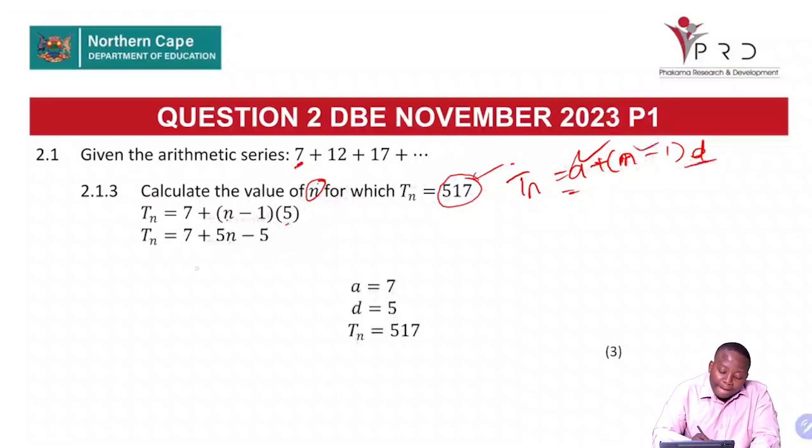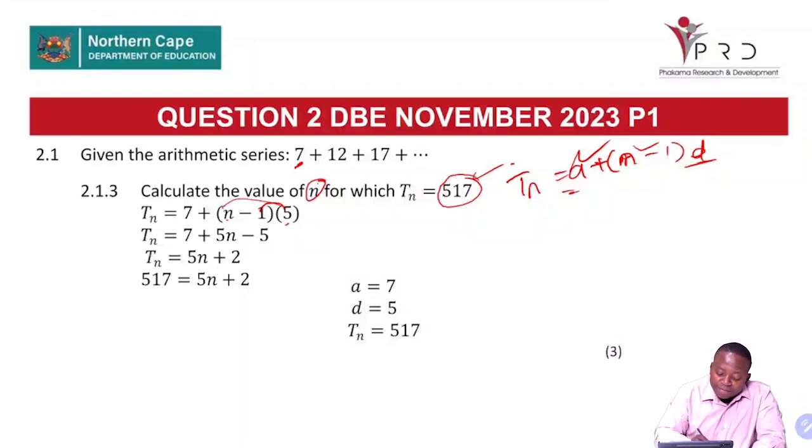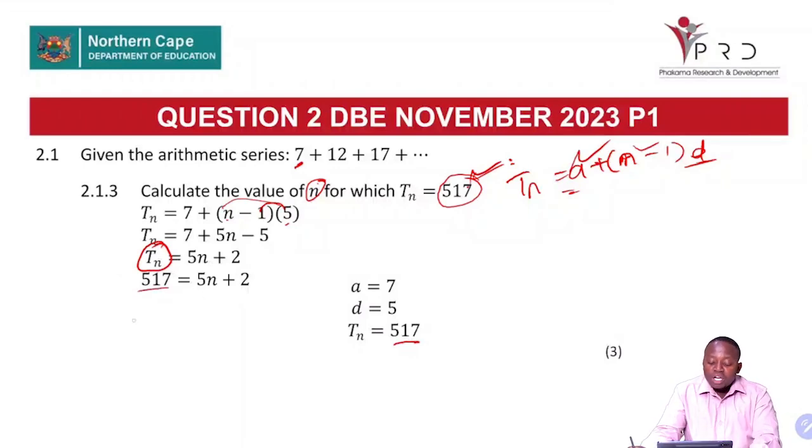Thereafter, we multiply the 5 inside. We get 5n. Multiply by negative 1, we get negative 5. Then Tn is equal to 5n plus 2. Thereafter, remember we are now given the Tn. So our Tn is 517. So in the space of Tn, we substitute 517. It's equal to 5n plus 2. Then we solve for n from there. Then 5n equals 515. Then n is equal to 103.